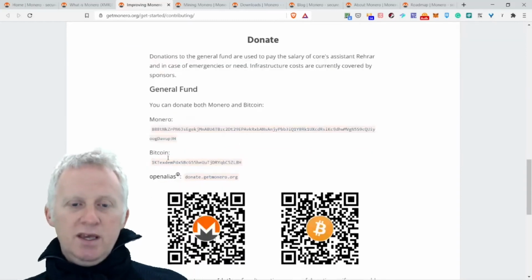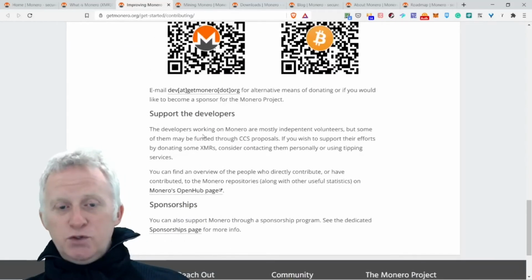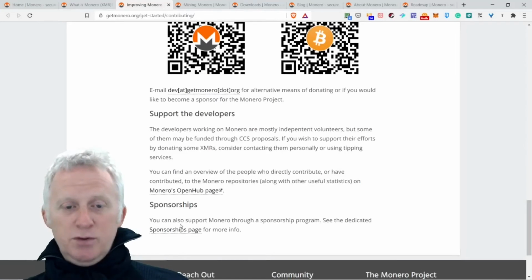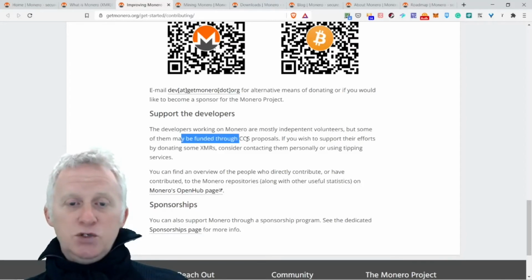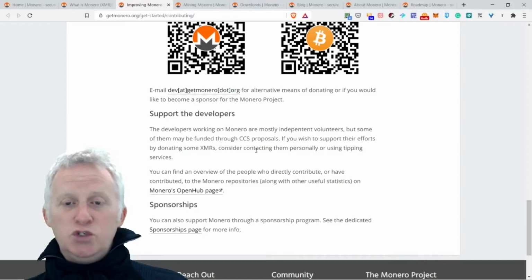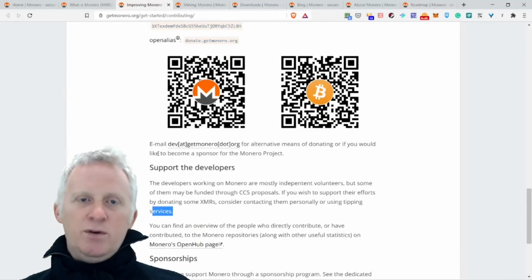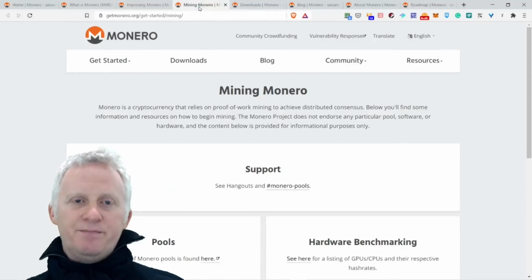So it's pretty cool. If you want to contribute, you have the support developer and sponsorship. You can also support Monero through the sponsorship program. See the dedicated sponsorship page for more info. And to support a developer working on Monero, I must say they are independent volunteers, but some of them may be funded through CCS proposals. If you wish to support their efforts by donating some XMR, consider contacting them personally or using tipping services. Pretty cool, a sense of community with Monero. Let's jump to the next section.